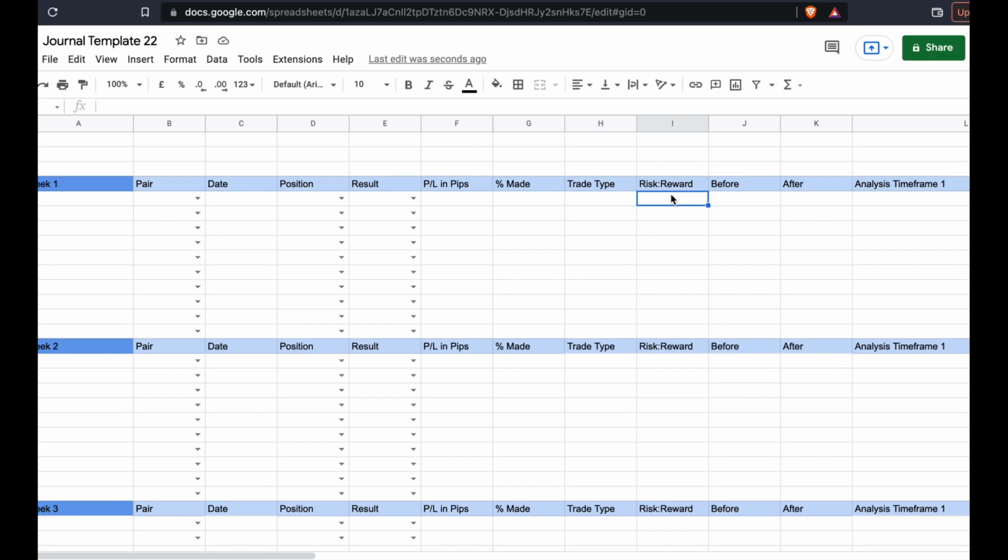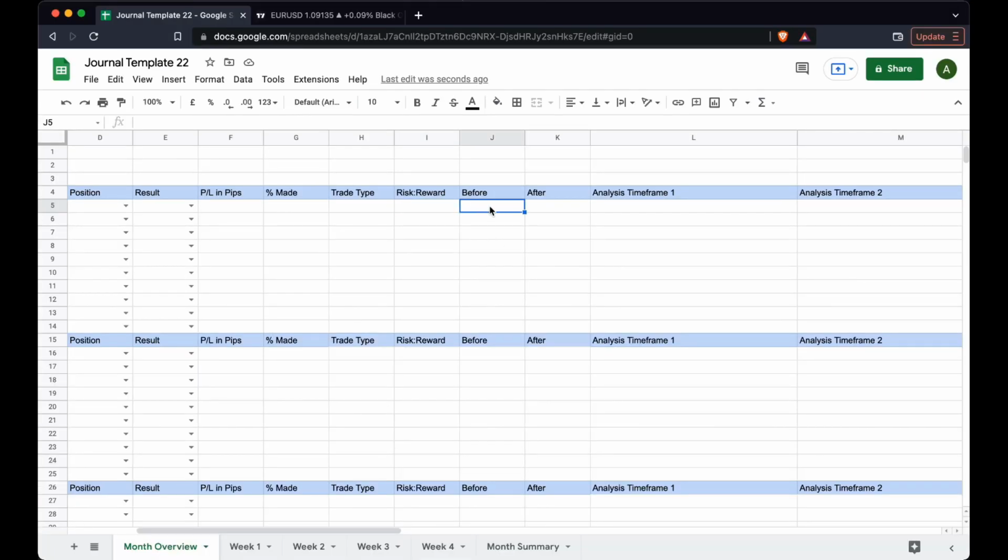Now this is the risk reward of the trade that I wanted to get out of it before I got into the trade. So generally for me, this is a 1 to 5, unless I'm taking a certain type of trade, which forms part of my strategy, where it can change. So before and after. Before is a screenshot of the trade I took before the trade plays out, and after is after the trade has taken out.